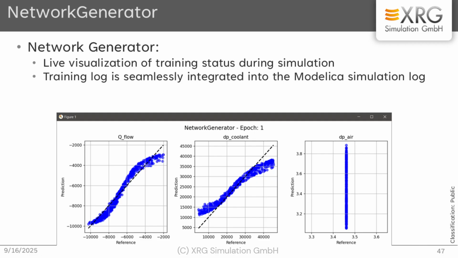This network generator also has this visualization during the simulation, or during the training, for us to see how good or how bad our training is. And the log process of the training, where we can see which epoch we are at and which learning rate we have, and all that, is also stored in the Modelica log. We can see it live in the Dymola simulation log, but I will show this also, I think, in the process.